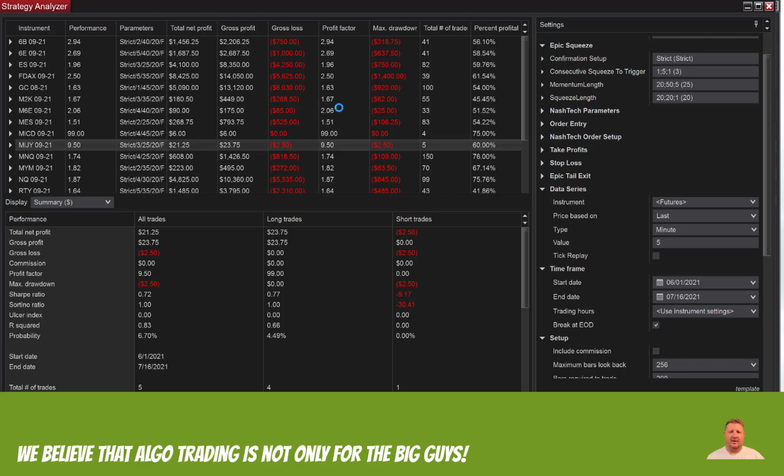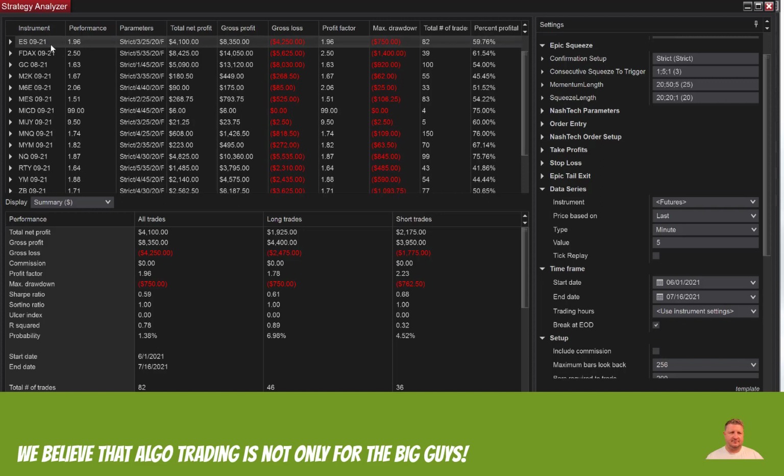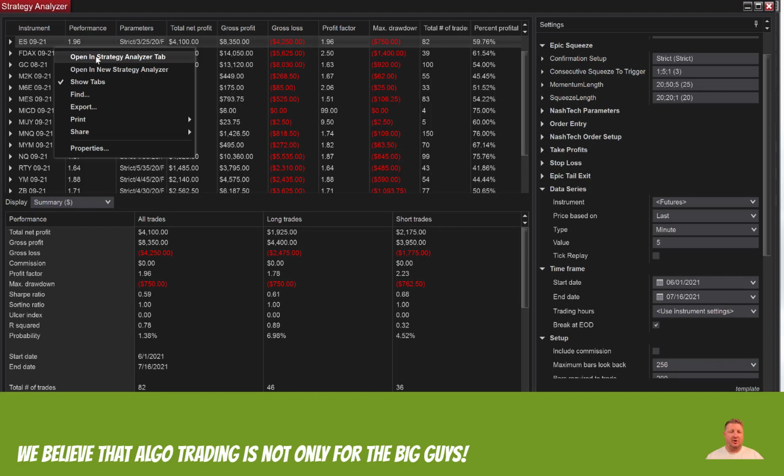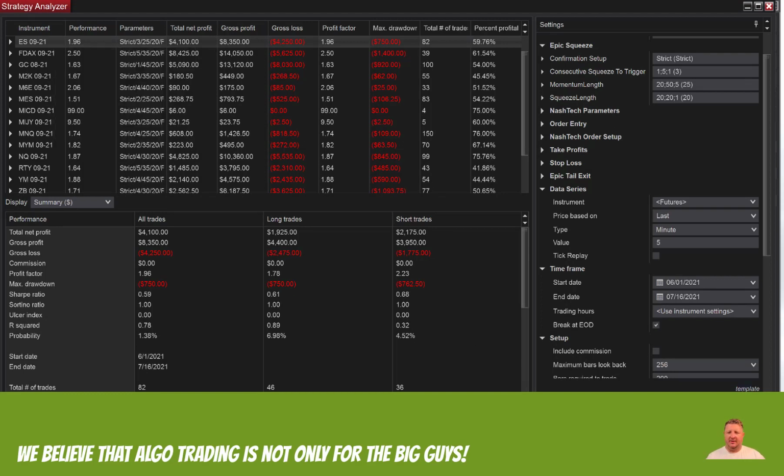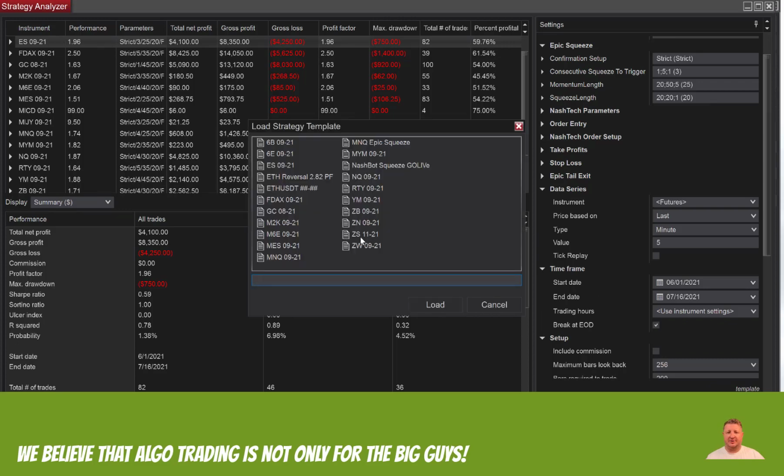All right, so I've opened a bunch of these up in the tabs below. To open up these in different tabs and then to save them in templates, I just want to show you guys how to do that. Right click, open in strategy analyzer tab, and then once it's open, you will save it, and then later you can load it. You need to load it later when you're actually going live, or you want to see it on a sim account, or you want to come back in here and not lose the settings.